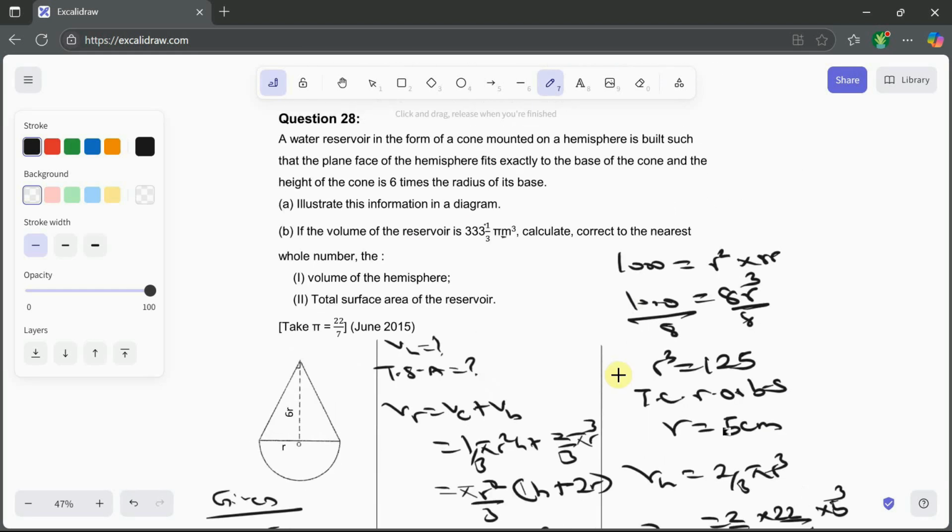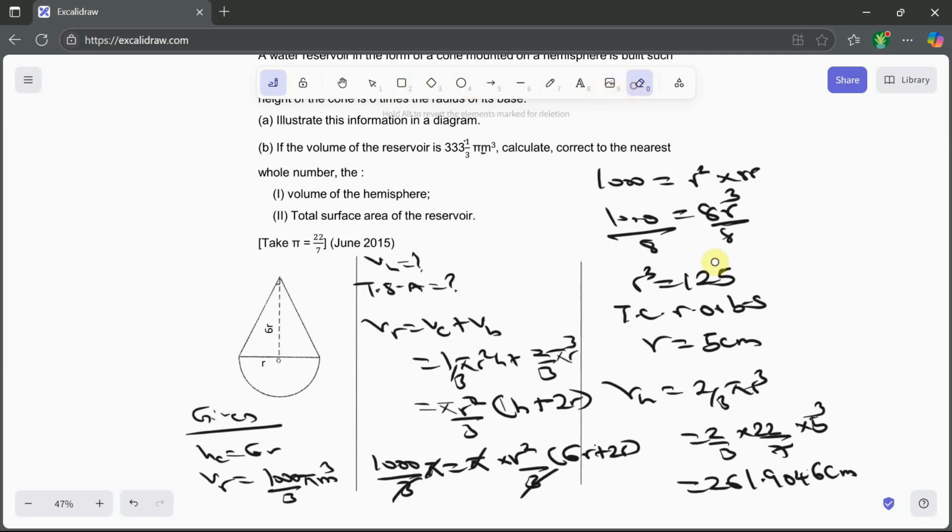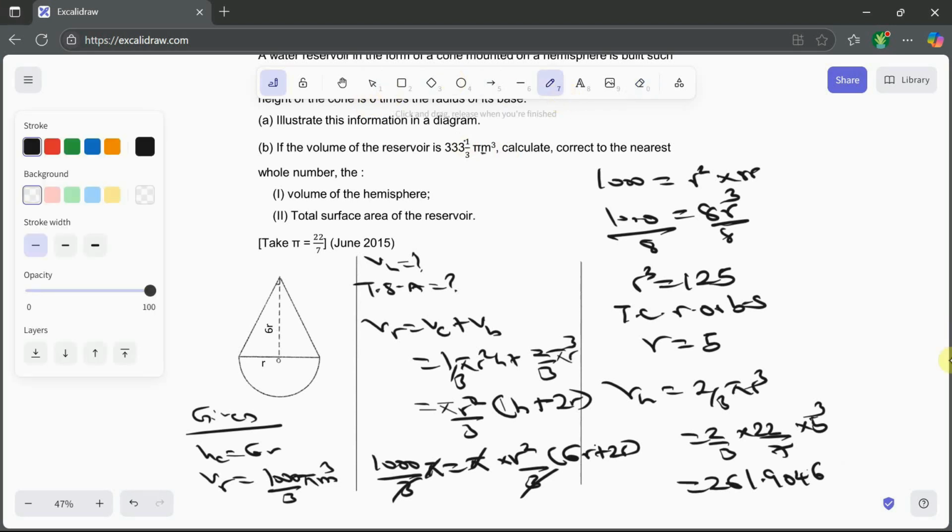Oh, so everything has been in meter. So I was wrong here. Let me correct this. This should not be 5 centimeter. This should be 5 meters, and this should not be in centimeter. So you need to be very careful of your units. So these are 5 meters and these are meter cube.